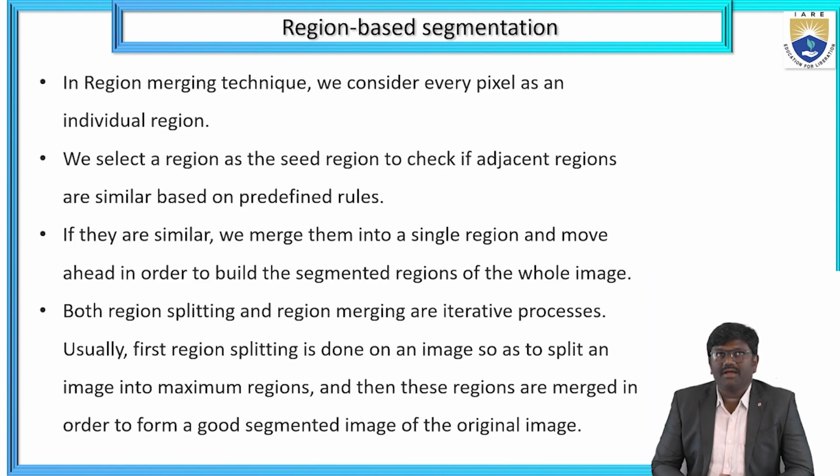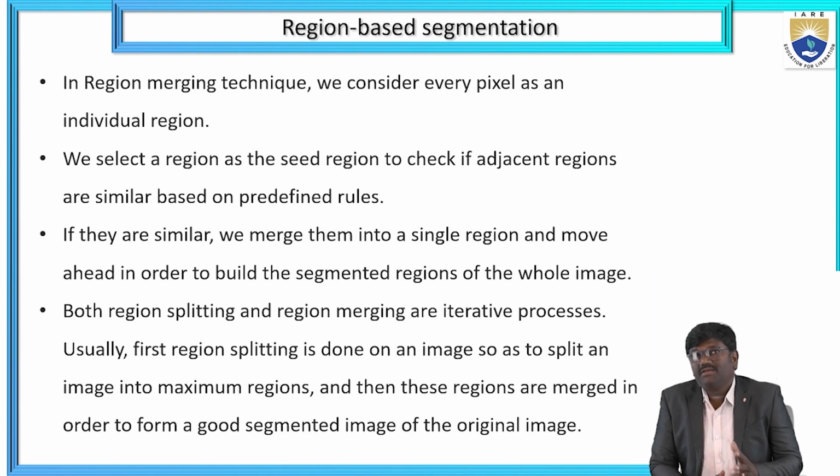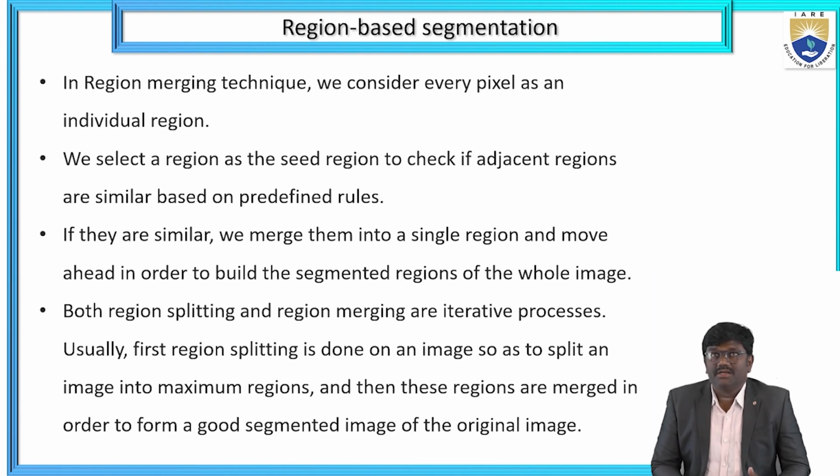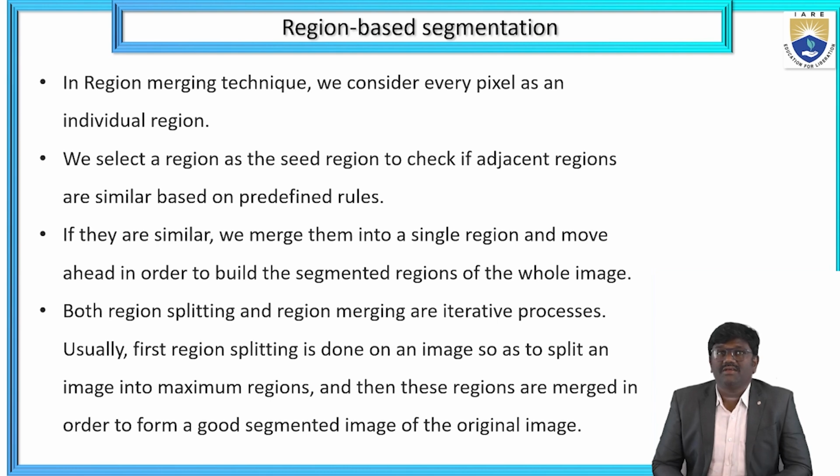The process continues until every region follows the predefined rules and no further divisions are required. So far we have been seeing the region splitting technique. Now, in the region merging technique, we consider every pixel as an individual region. We select a region as the seed region to check if adjacent regions are similar based on predefined rules. If they are similar, we merge them into a single region and move ahead in order to build the segmented regions of the whole image.